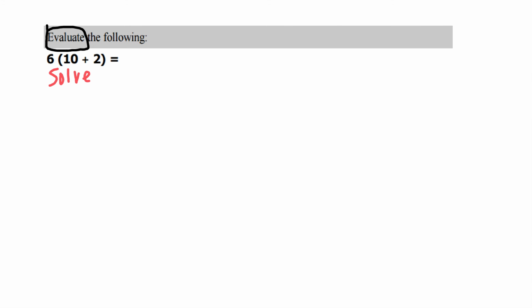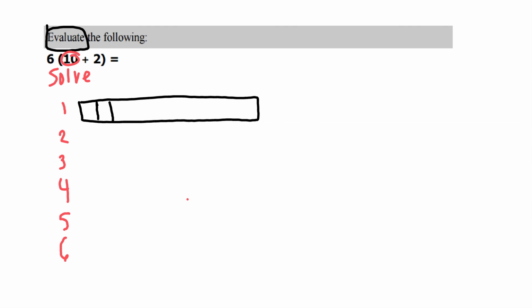So it says 6 times 10 plus 2. So that means I have 6 rows. So 1, 2, 3, 4, 5, and 6. And in the first set of rows, I have 10 blocks. So I'm just going to draw 10 blocks here. Okay, 1, 2, 3, 4, 5, 6, 7, 8, 9. Oh, that's pretty big. 1, 2, 3, 4, 5, 6, 7, 8, 9, and 10. Let's pretend those are all even.